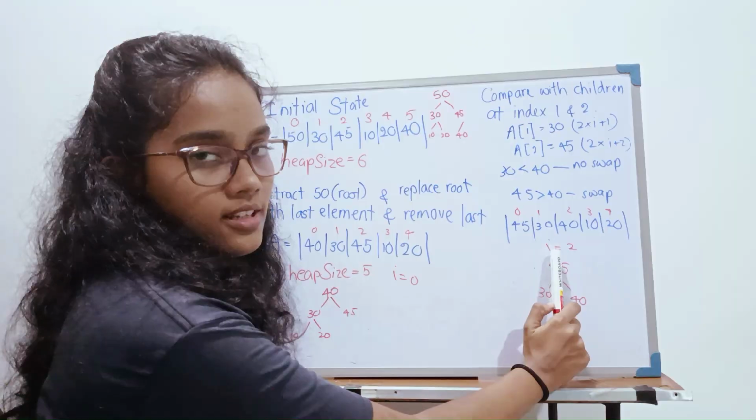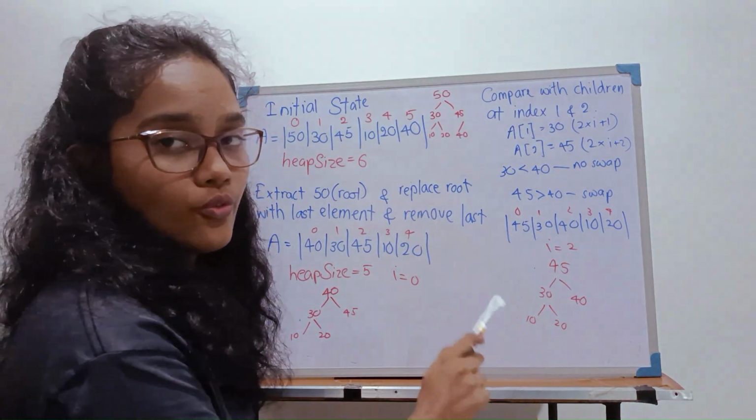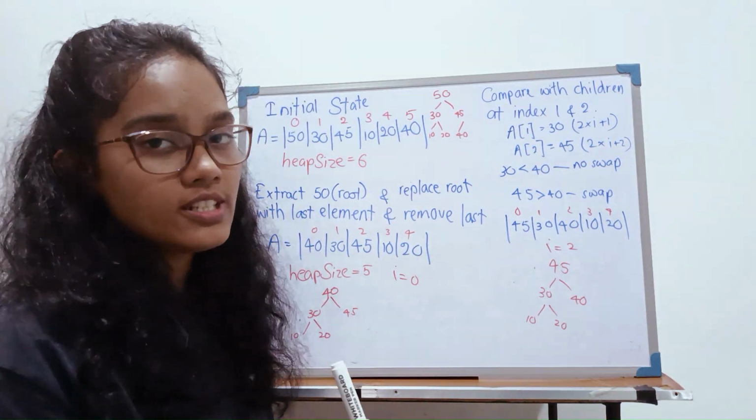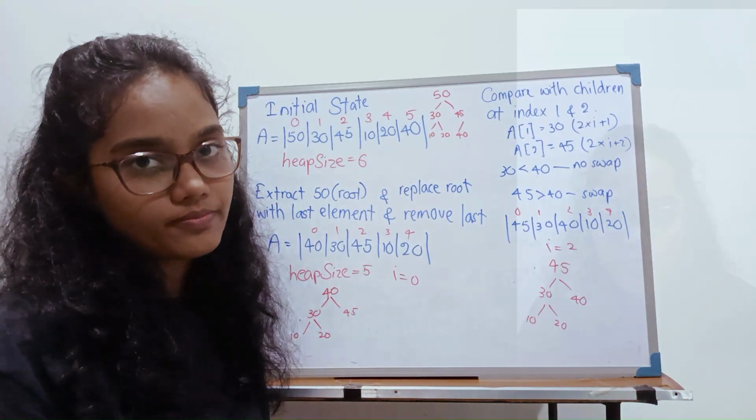Now our I is equal to 2. So this is the tree view of the final result. So this is what is called the down heap.